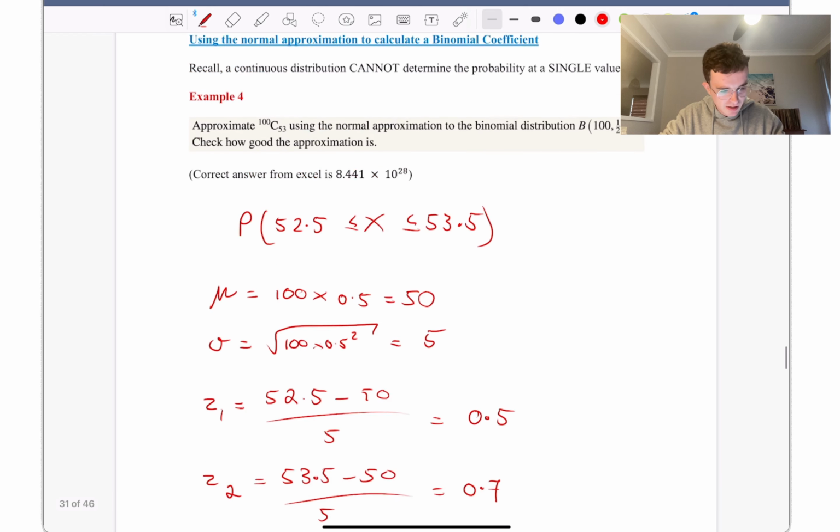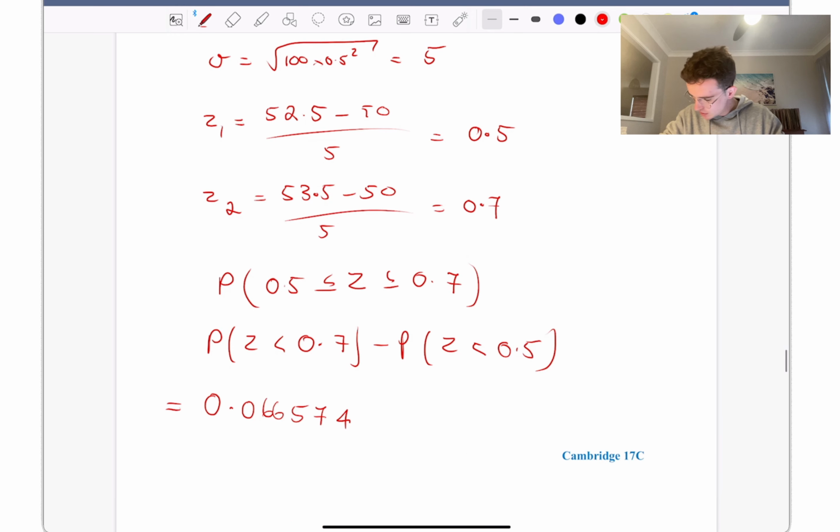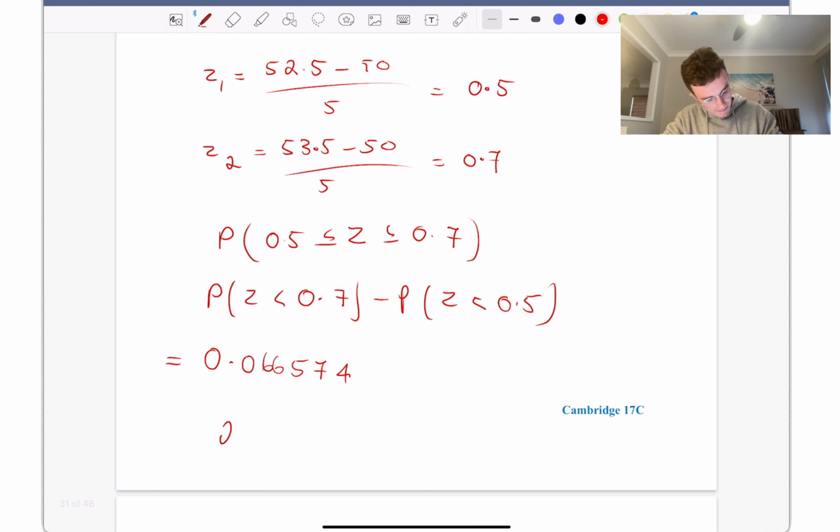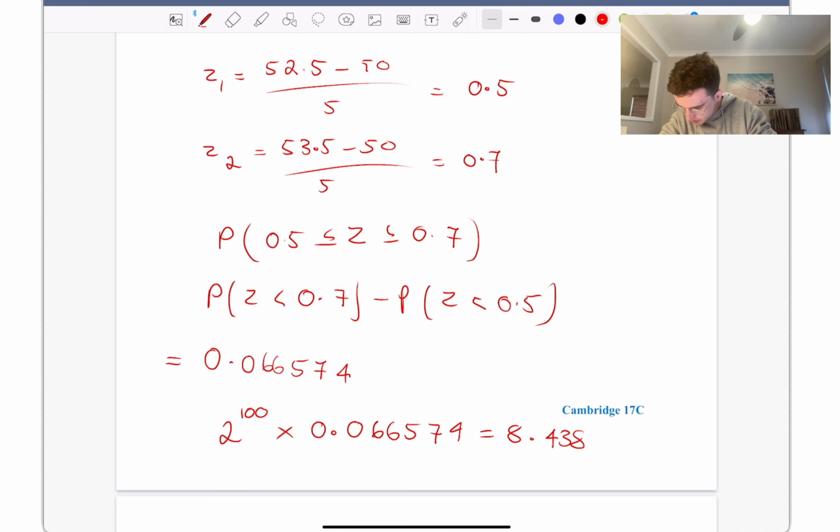So what that is telling us is that the coefficient, well, we know that the sum of the coefficients of a line of a binomial on Pascal's triangle is 2 to the power of n. So the sum of all of them would be 2 to the power of 100. And the probability that we're getting 53 is this here. So if you do that, you get 8.438 times 10 to the 28, which is pretty close to our approximation. All right, thanks for watching.